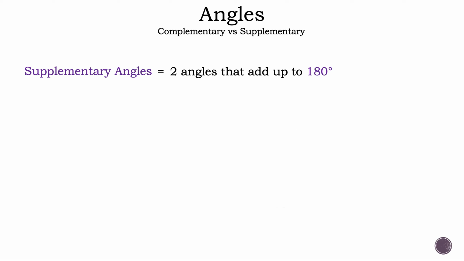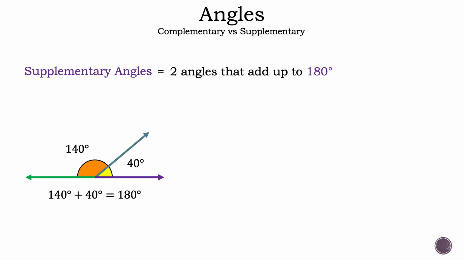Let's move on to the definition of supplementary angles. Two angles that add up to 180 degrees. Let's draw a straight line composed of two angles. Let's say one angle is 140 degrees and the other angle is 40 degrees. When we add 140 degrees and 40 degrees, the result is 180 degrees, which is in the definition.